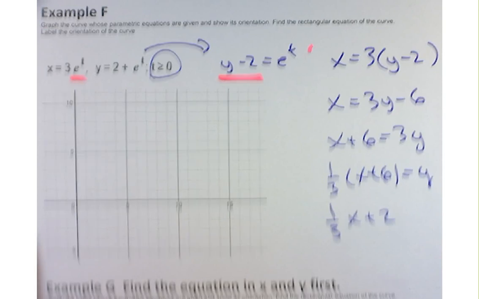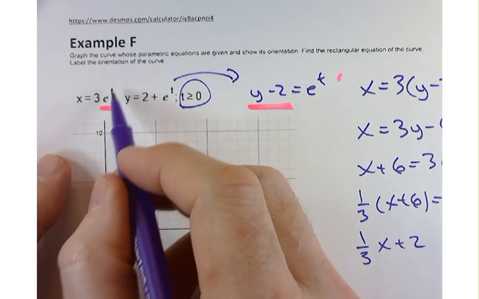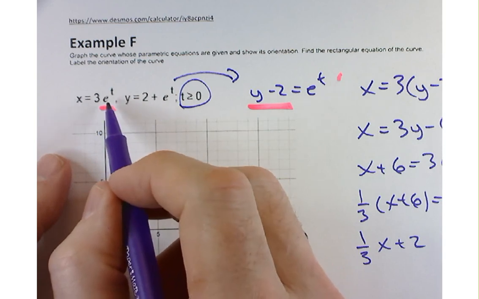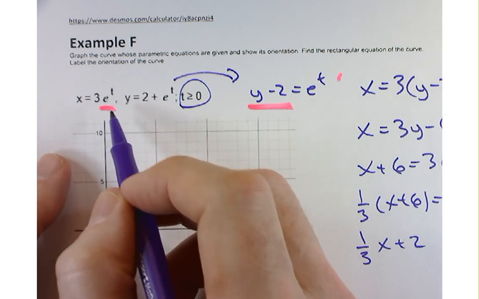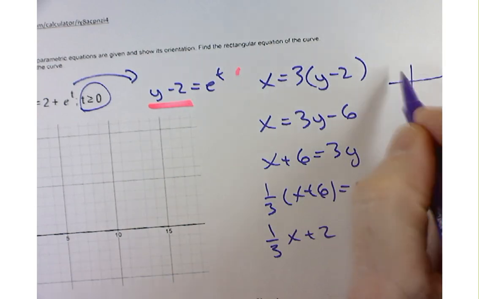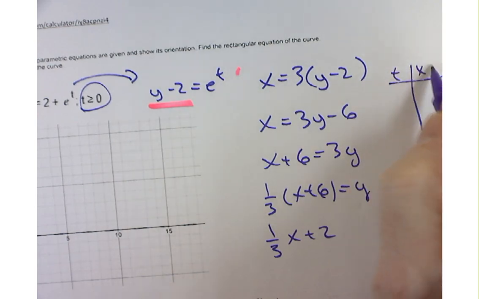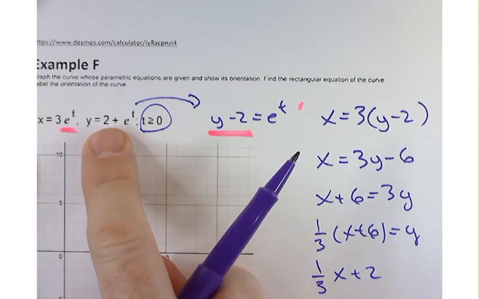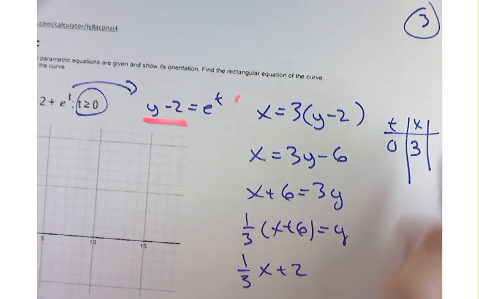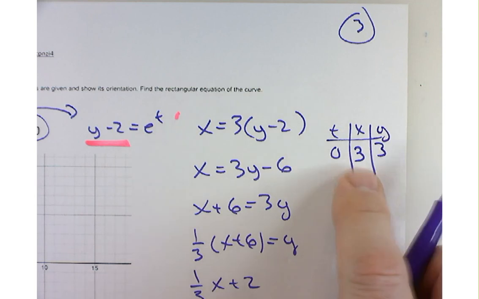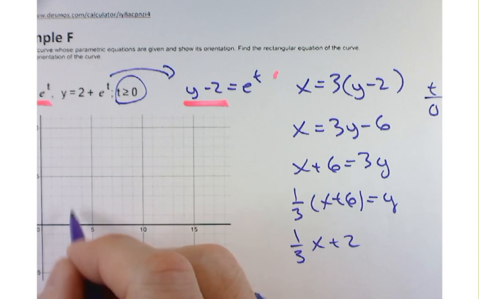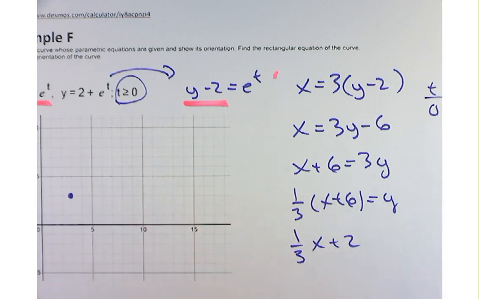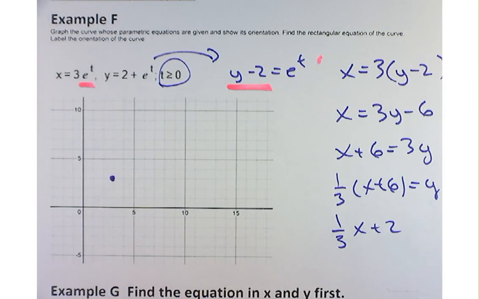Why not? If you plug in 0 for t, you get 3 times e to the 0. What's e to the 0? 1. So 3 times 1 would be 3. So the first point here, when t is 0, x is 3. What about y? 2 plus 1 is also going to be 3. So your first point should be at 3 and 3, and then the graph should take off from there. I should have a line with a slope of 1/3.